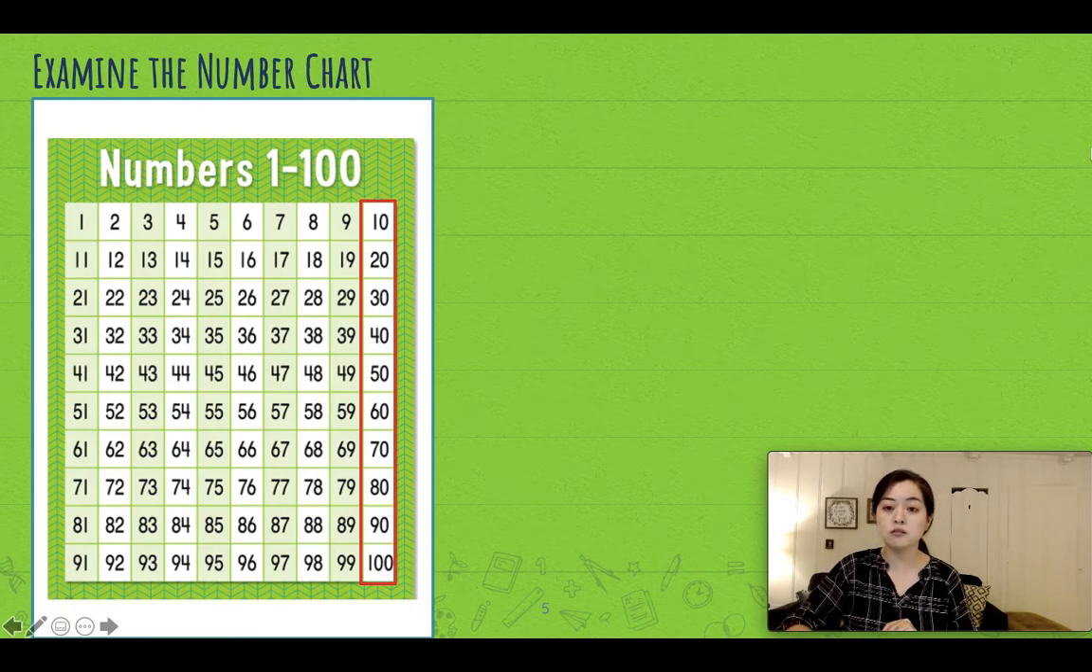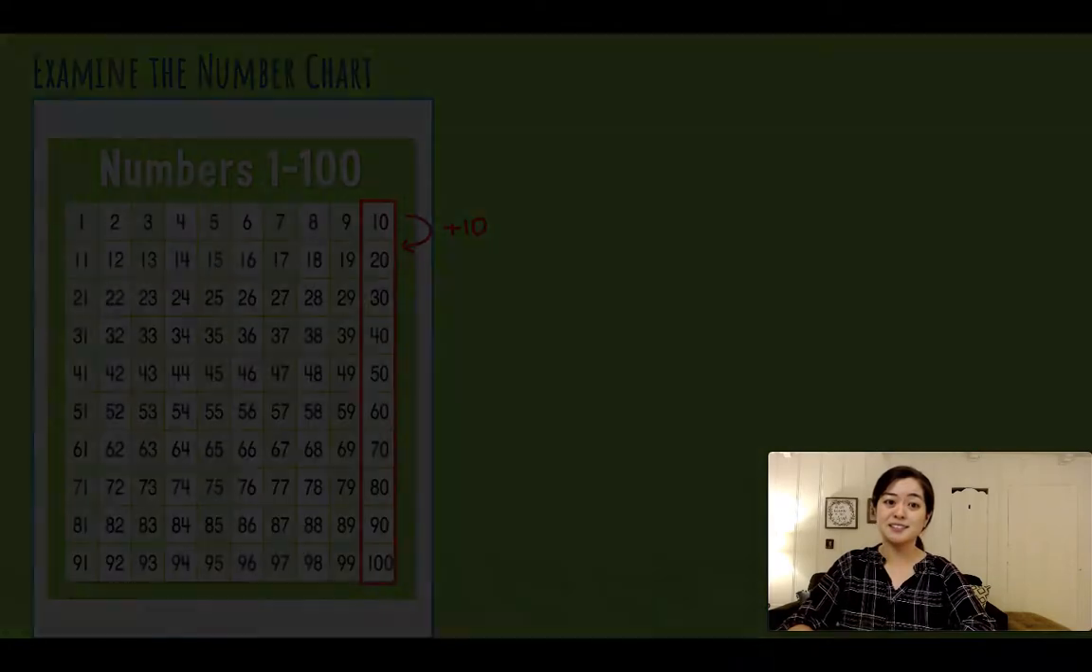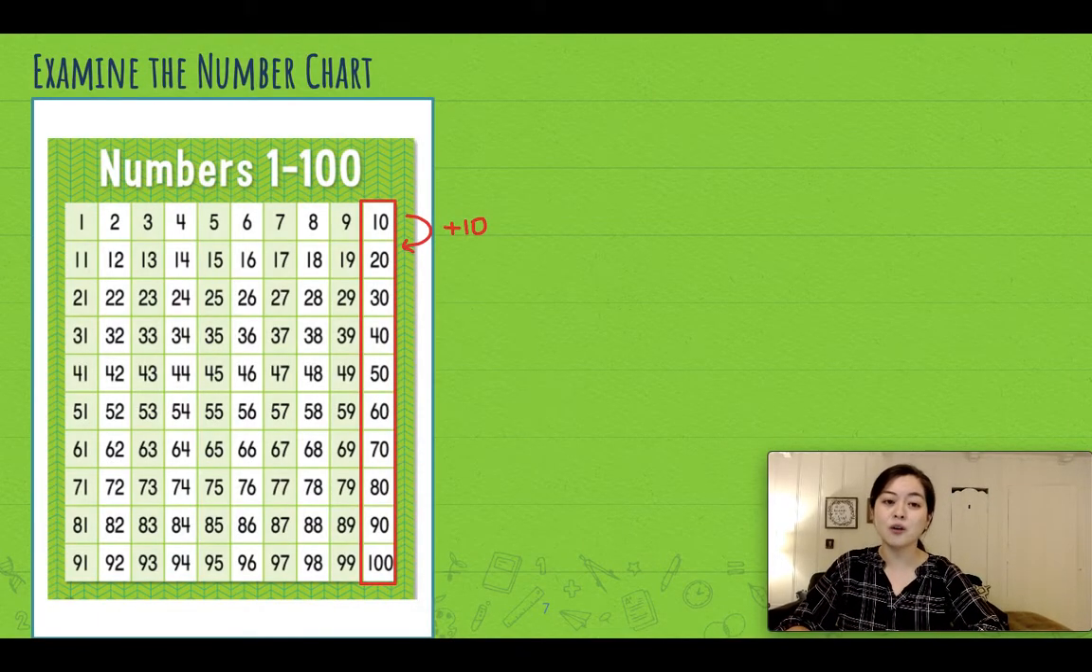Now, when we counted forward from 10 all the way to 100, how do the numbers change? Let's look at 10 to 20. From 10, when it changes to 20, does it get bigger or smaller? It gets bigger. How much bigger? By 10. What about from 20 to 30?